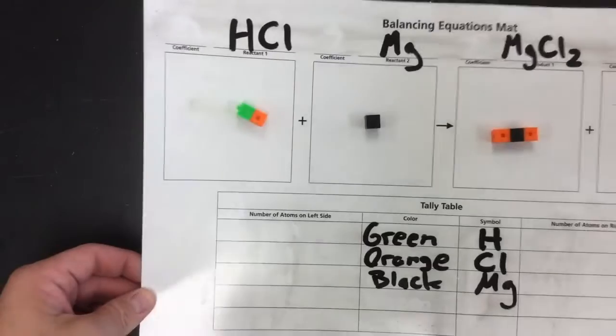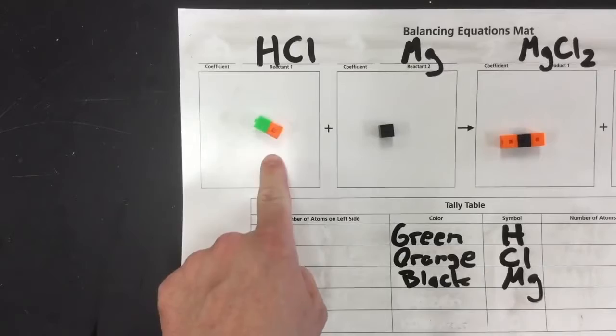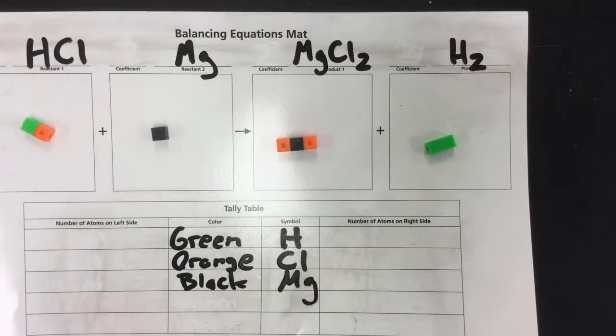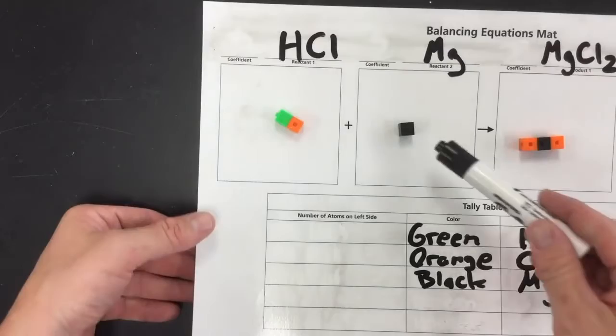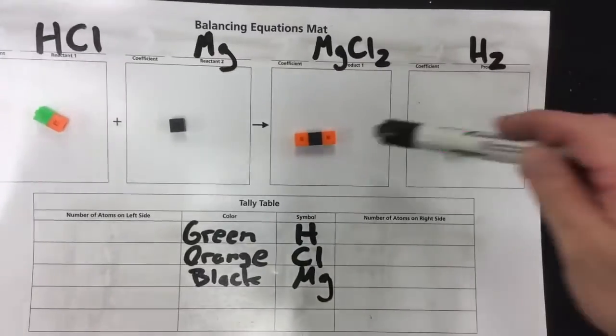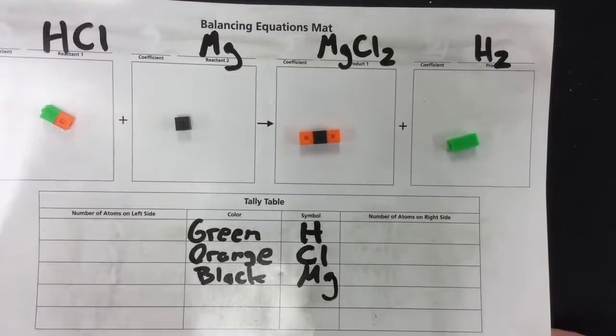Now, we need to balance this. So what we're going to do is change the number of each substance so that we obey the law of conservation of matter. I like to tell students to go one element at a time. It's often helpful to save hydrogen for last, but go one element at a time. So if we take a look at magnesium, we have one magnesium atom in the reactants, and we have one magnesium atom in the products. So magnesium right now is balanced.